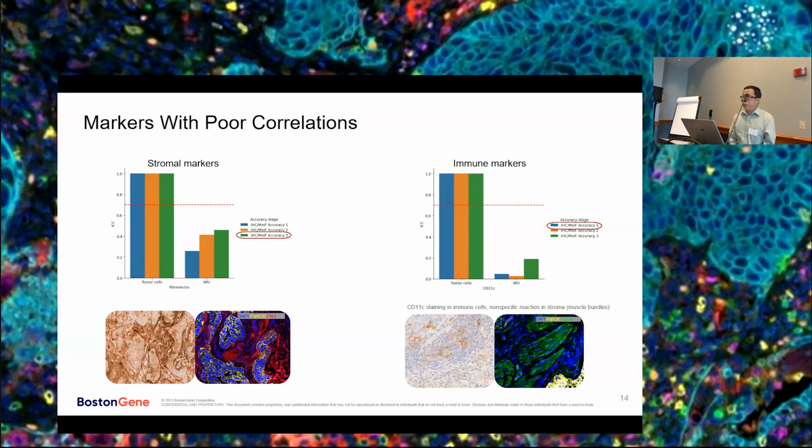Okay, next example is CD11C. CD11C has a different issue, because we noticed that in multiplex images, this antibody conjugate actually has non-specific binding to smooth muscle actin. Although you can get rid of it using software, that's not the right way. So we fail it.